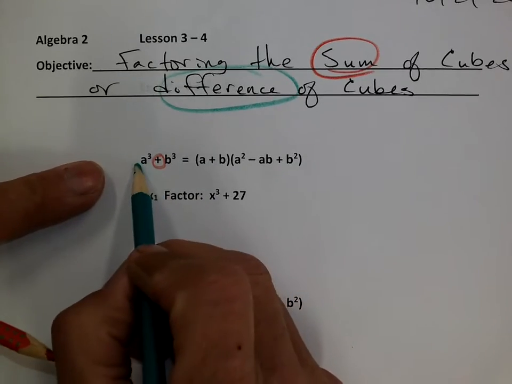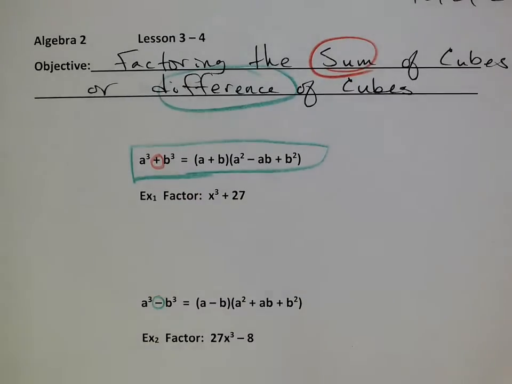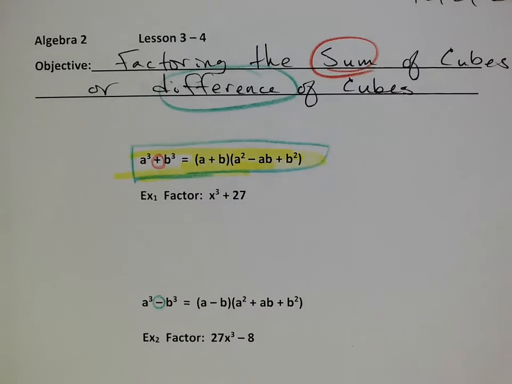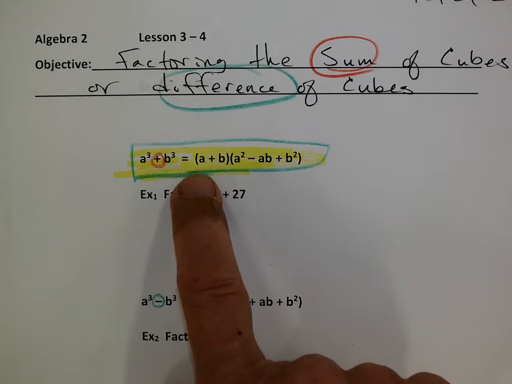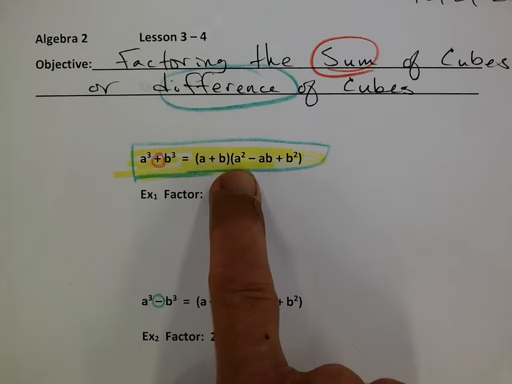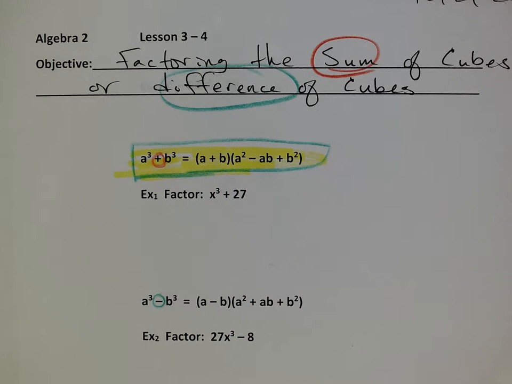If you have a cubed plus b cubed, it factors into this. Let me get a highlighter. I'll highlight this so you have it. Please write this down in your notebook: a cubed plus b cubed equals (a plus b) times (a squared minus ab plus b squared). Please write that down in your notebook.